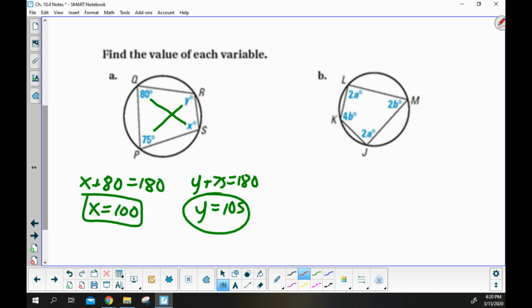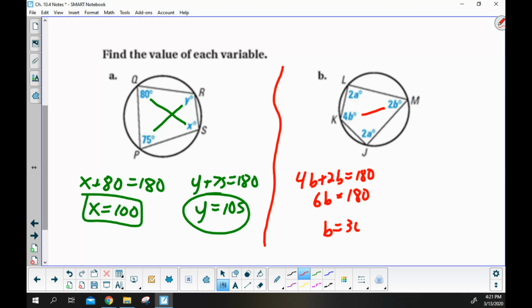And then we can do the same thing over on the second question here, part B. We see that 4b and 2b have to add up to 180. So you get 6b equals 180, so b in this case equals 30. And if I wanted to, I could find the measure of the angles. That'd be 120 and 60.